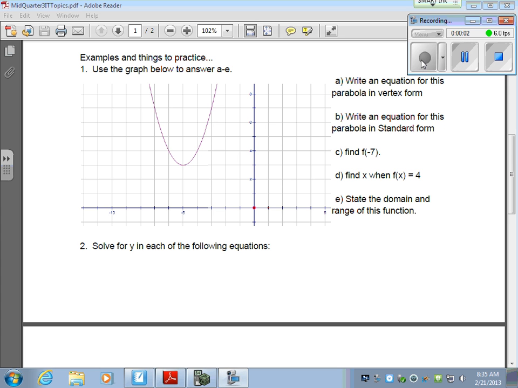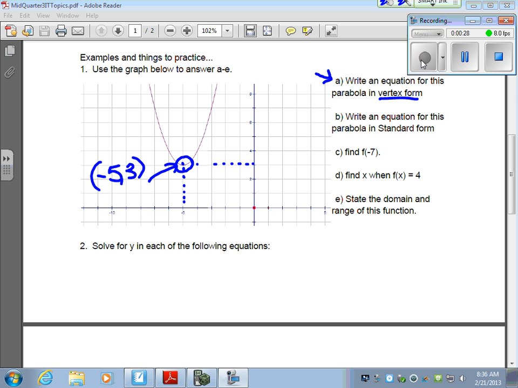So this is question number 1 on the review packet that I gave you. The first thing I'm asking you to do is write an equation for this parabola in vertex form. As soon as you see that word vertex form, look for the vertex. And I see that it's right there at -5, 3. So the vertex is -5, 3.